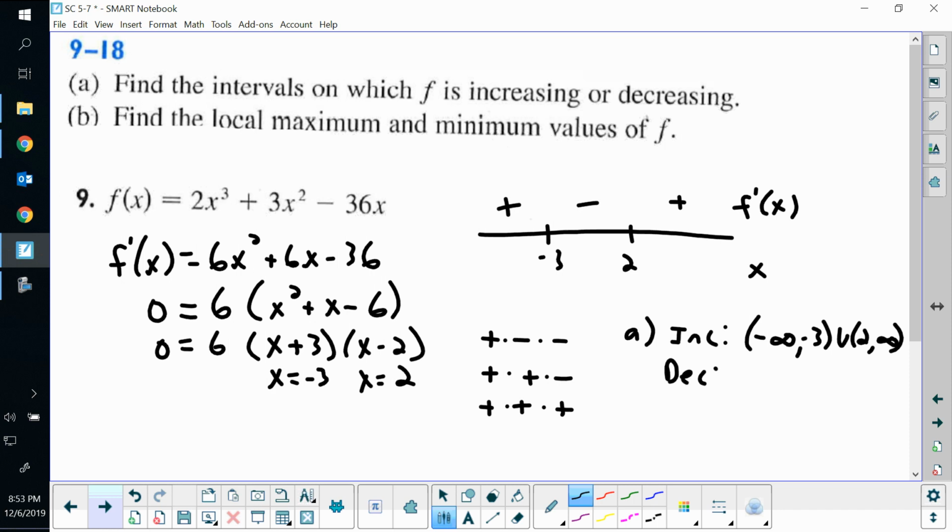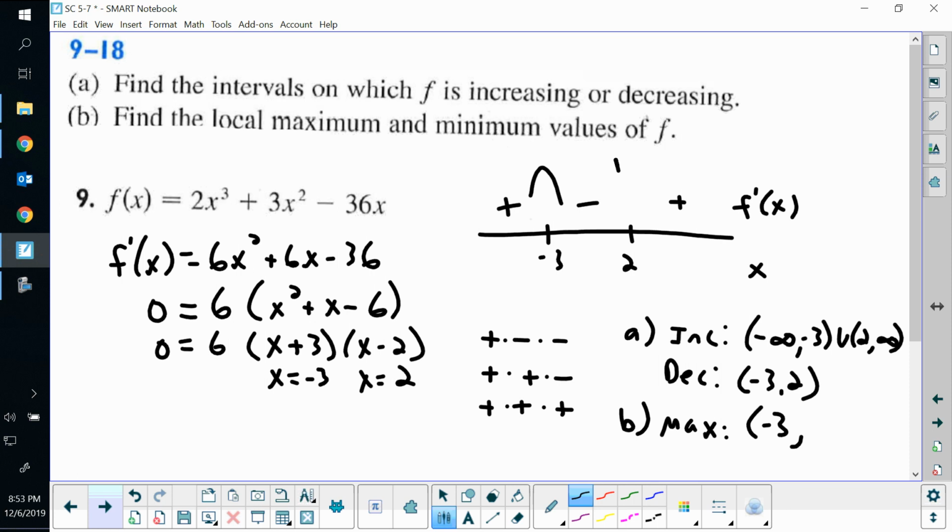We are decreasing from negative 3 to 2. For part B, at negative 3, we switched from an increase to a decrease. So that's a local max that is happening at x equals negative 3. Now notice this one did not say just find the x values. We want to find the actual local maxes and mins. So we got to find the y value that goes with that negative 3. We'll get that in a second.